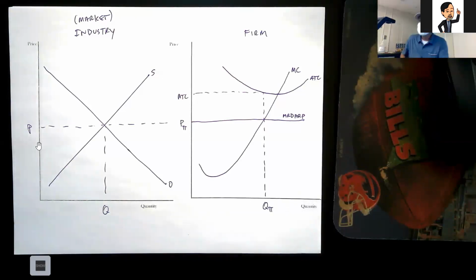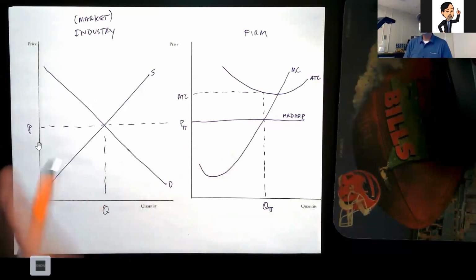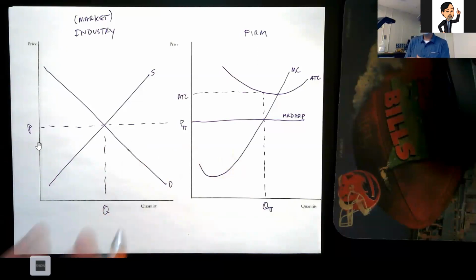Okay, so as we know, the losses in the marketplace will lead to firms exiting that marketplace. The incentive when there are losses: take your ball and go home, right? I'm going to take these resources and reallocate them to something more profitable.